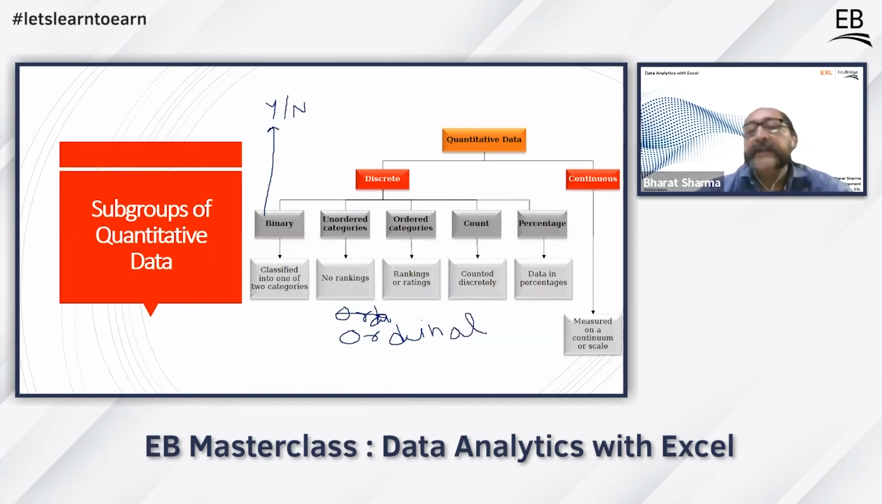Ordinal data means in a certain order. Ordinal has two categories, unordered categories and ordered categories. Unordered category means no ranking. Let me explain what this unordered category and ordered category mean.